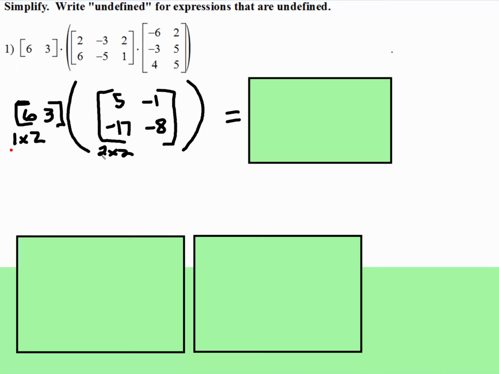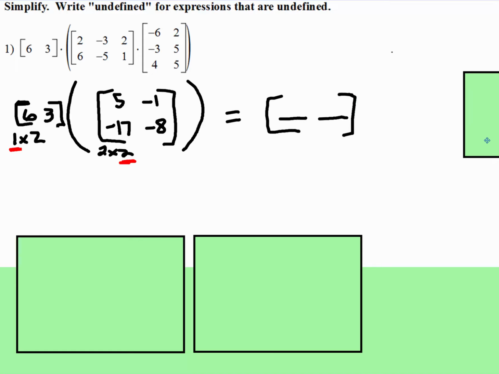So the numbers on the inside agree. So the outside numbers would be the answer. So we need a 1 row and 2 columns. So I'm just going to separate the 2 columns because we only have 1 row. So we have the left and we have the right. So the left column and the right column. And the inside number 2's mean that you're going to have 2 multiplications and the 2 products you're going to add together. So 6 times 5 plus 3 times -17.